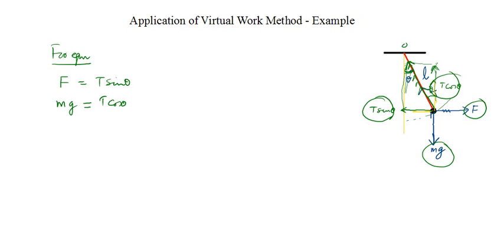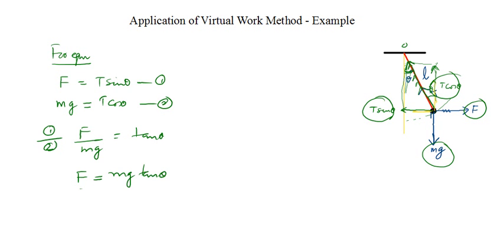So now you know what to do, right? I don't need the tension. I am not interested in knowing the tension. So see, this is 1 and this is 2. You divide 1 by 2. What does it give you? You will get F divided by mg equal to T sin theta by T cos theta, and T will get cancelled. Sin theta by cos theta is what? Tan theta. And our aim is to get what force is needed. So F equal to what? Simply mg tan theta.